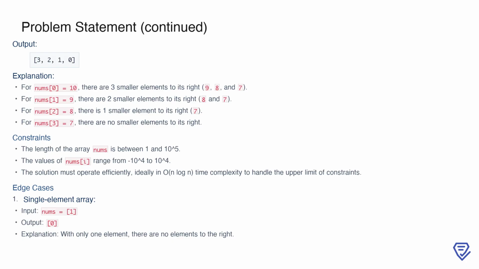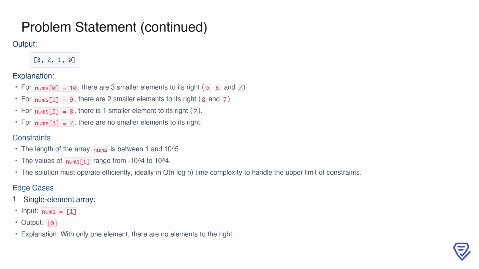For nums[0] equals 10, there are three smaller elements to the right, 9, 8, and 7. For nums[1] equals 9, there are two smaller elements to the right, 8 and 7. Similarly, for nums[2] equals 8, there is one smaller element to the right, 7. Lastly, for nums[3] equals 7, there are no smaller elements to its right, resulting in 0.